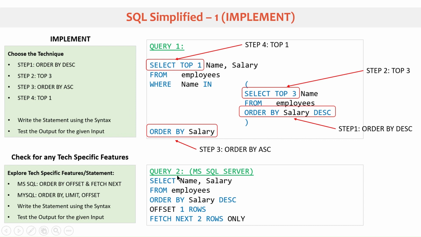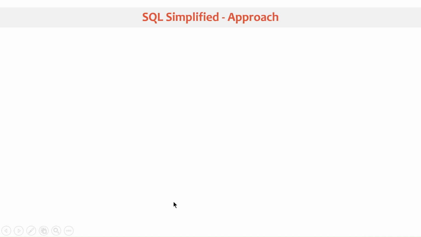Okay, so this is another version of solving the problem. This is also a way of solving. Okay, so now if it is in MySQL, along with order by, we have limit and offset. A similar approach is available in MySQL. Using the same approach you can solve it. Okay, so this is how we can solve SQL.